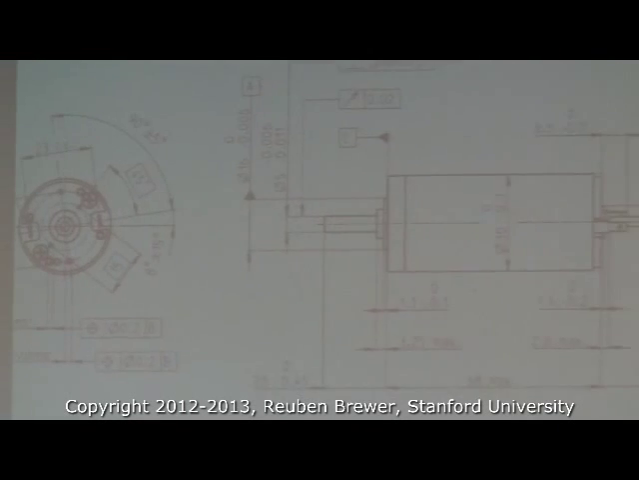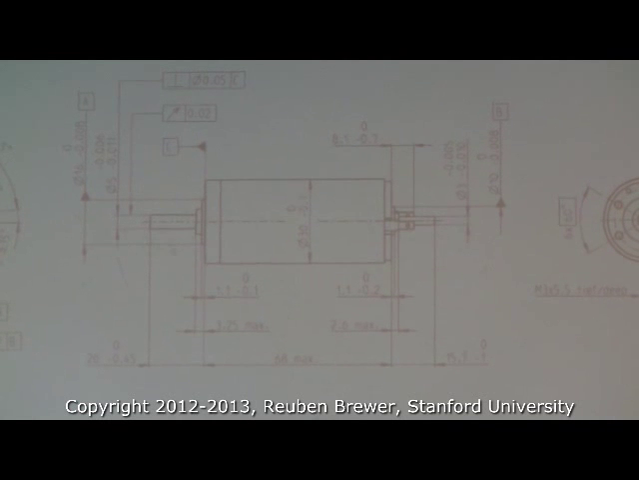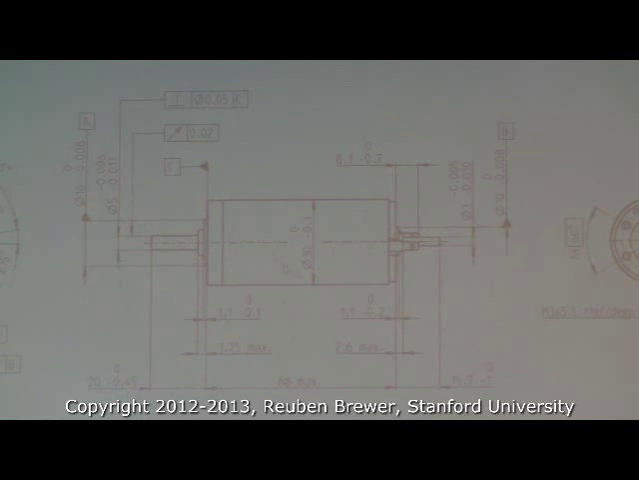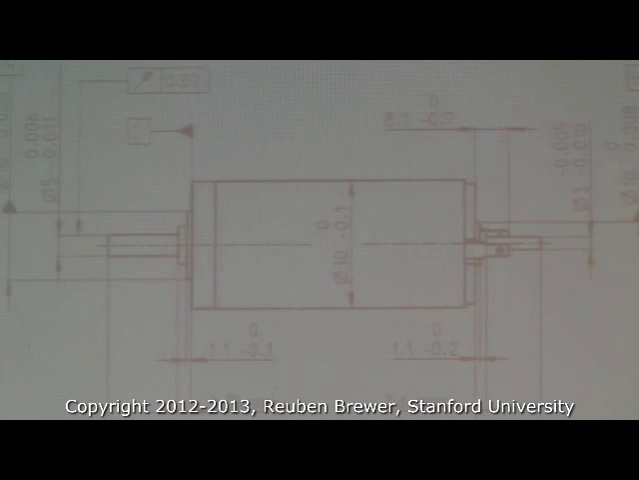Okay, and this specifies the front shaft here. This specifies the back shaft here. And then you can see this 30 millimeters. This is a 30 millimeter diameter one.